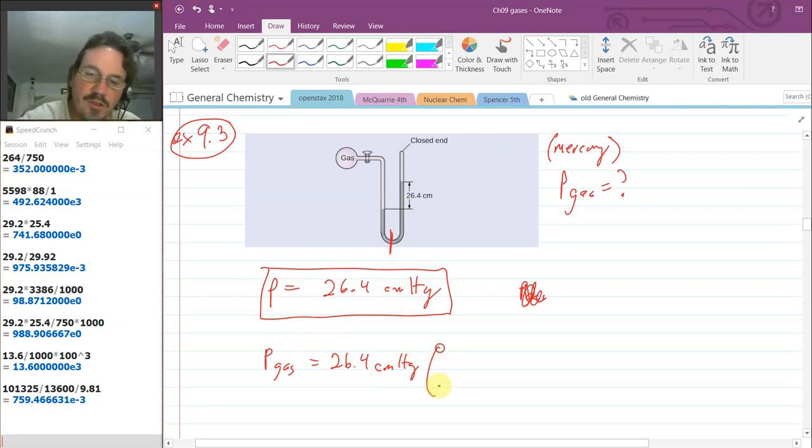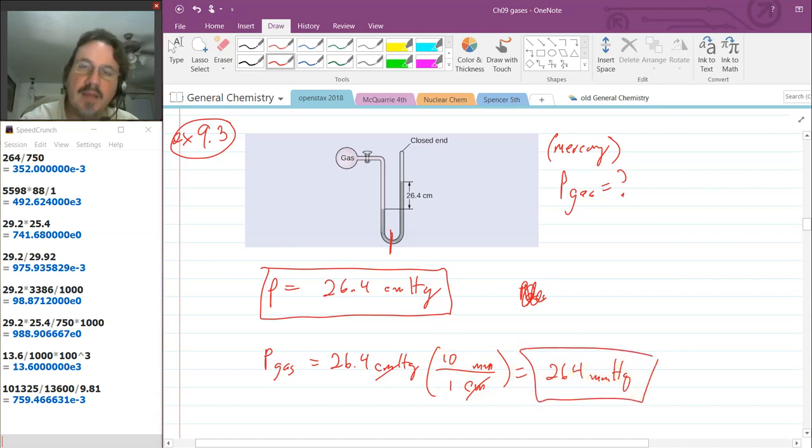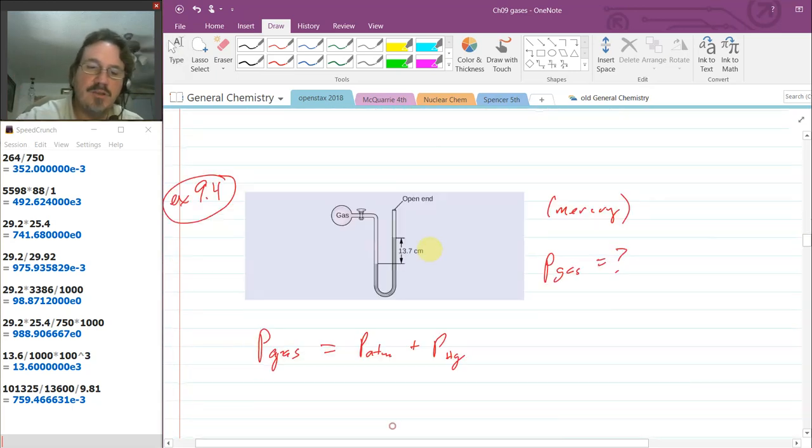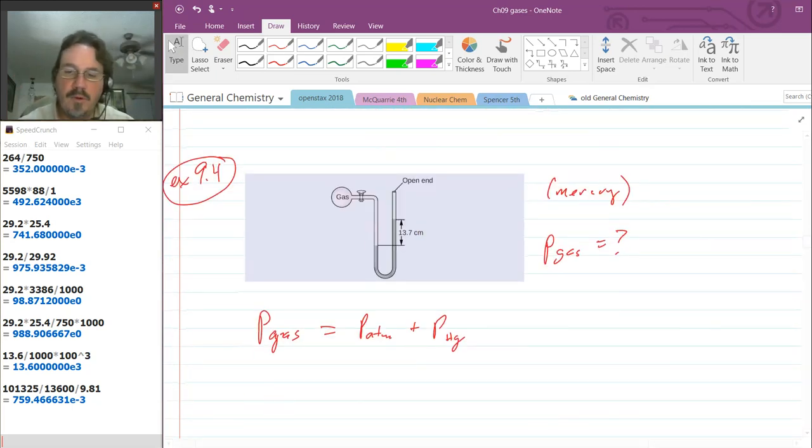Of course, we don't usually use centimeters, we use millimeters, so I can convert that, just multiply by 10, right? And so that's 264 millimeters of mercury, and there's my answer. I can take that and convert it now to bars or atmospheres or pascals or whatever else they might want. I'm not going to do that part of the problem. So just the height of the column, that was pretty easy. Let's try the next one here, 9.4.